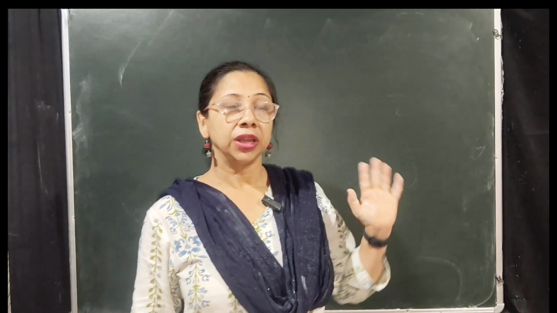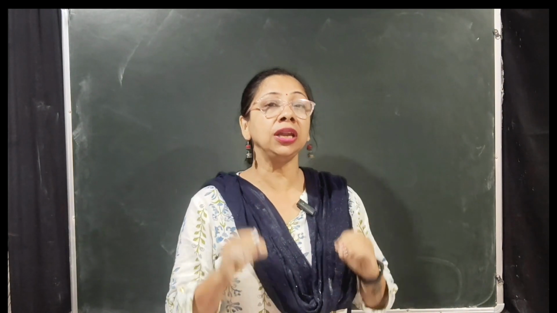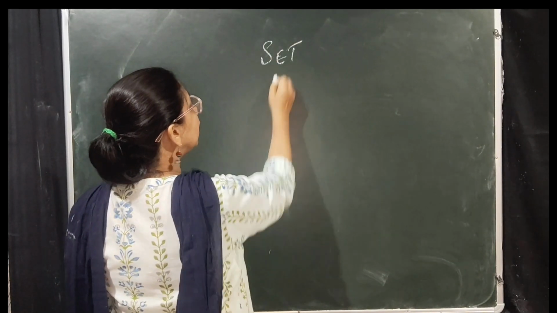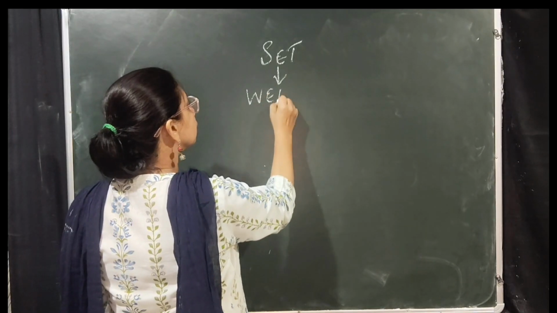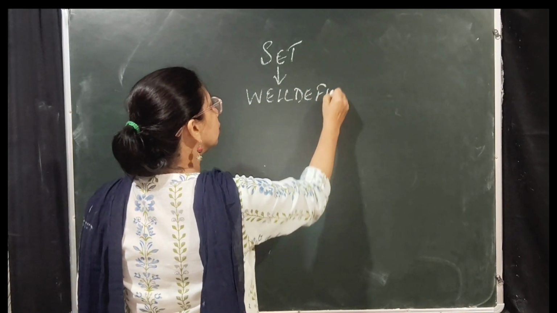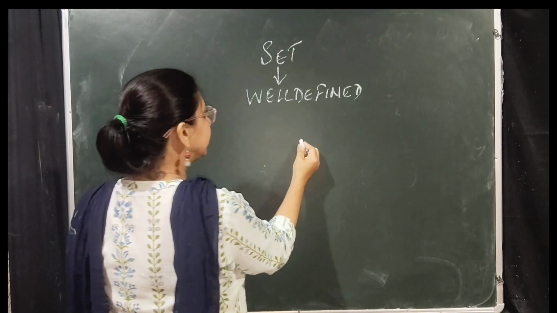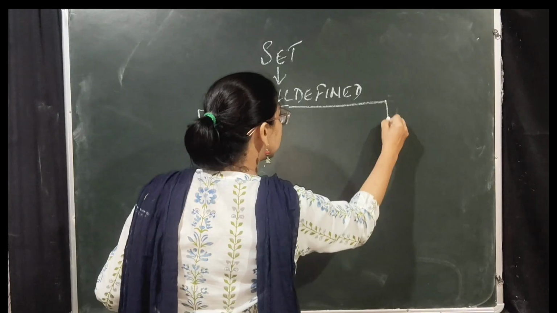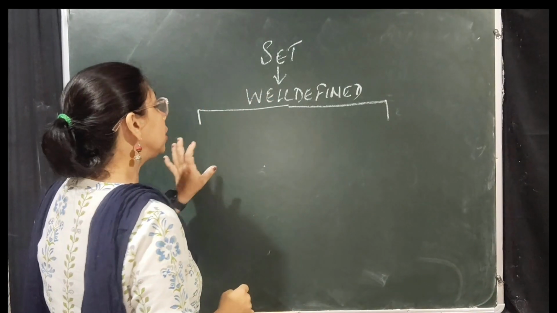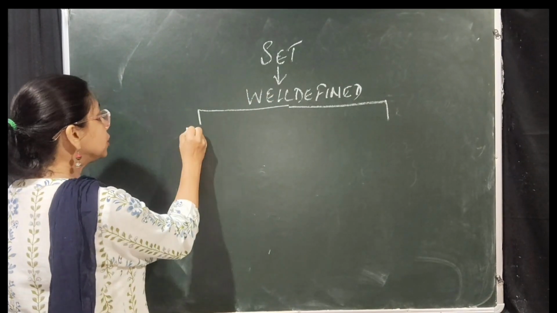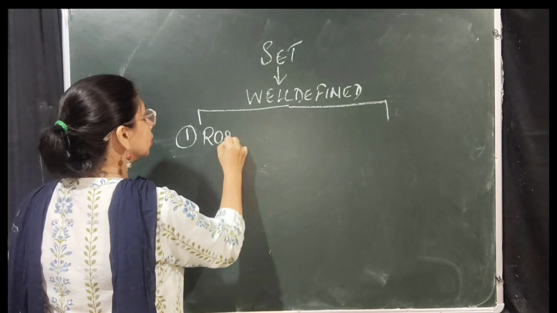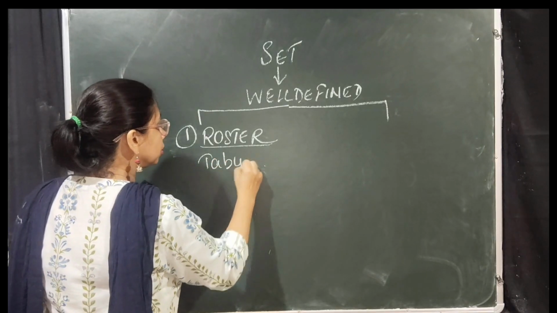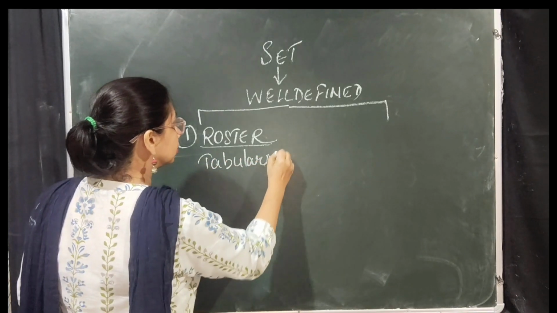Before going to the next part, let me tell you what we learned till now. We learned that a set is a collection of well-defined items. These well-defined items follow some rules when we need to represent them. The first rule is roster form or tabular method.